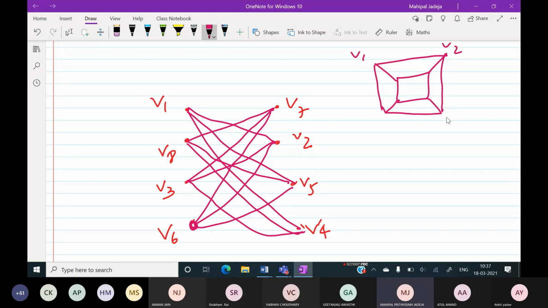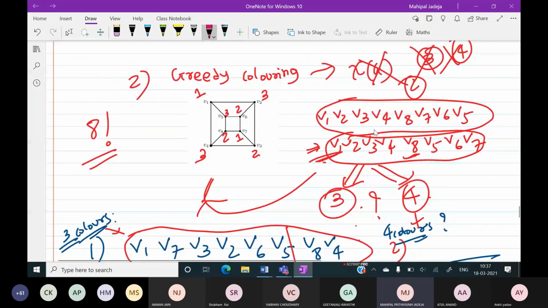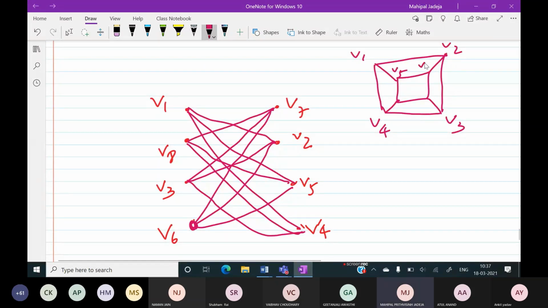Do you agree the given graph was this? V1, V2, V3, V4, right? This was the outer cycle, and then V5, V6, V7, V8. Do you agree that this is a crown graph? It's known as crown graph, it looks like a crown, but my drawing is not very good, so it may not be visible, but the shape is like a crown. So you can draw the given graph like this also, right?